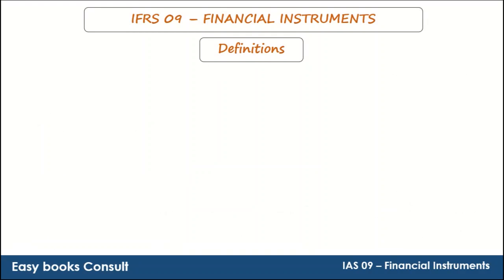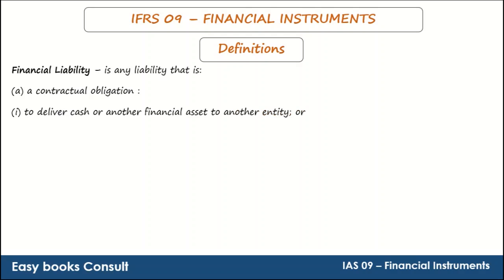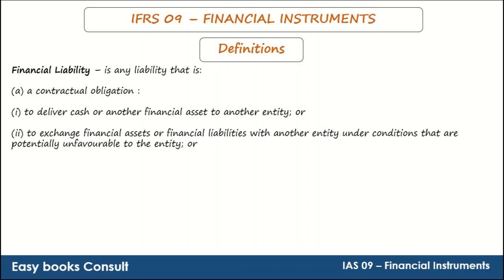Now let us define financial liability. A financial liability is any liability that is a contractual obligation to deliver cash or another financial asset to another entity, or a contractual obligation to exchange financial assets or financial liabilities with another entity under conditions that are potentially unfavorable to the entity.